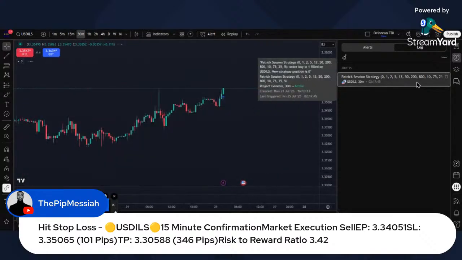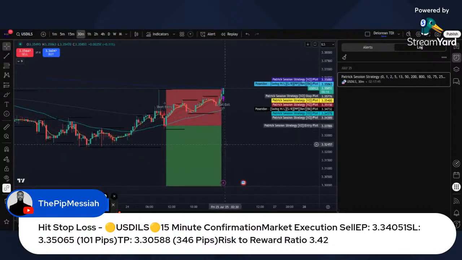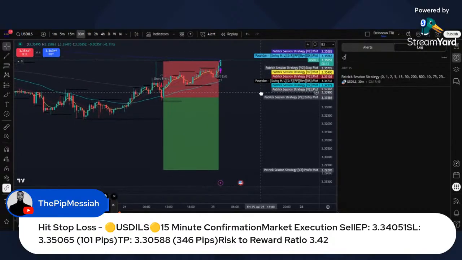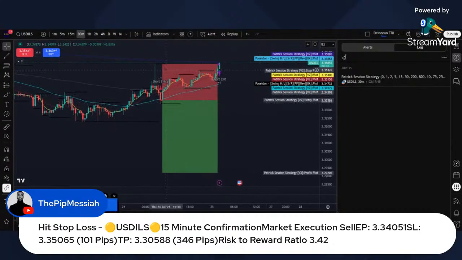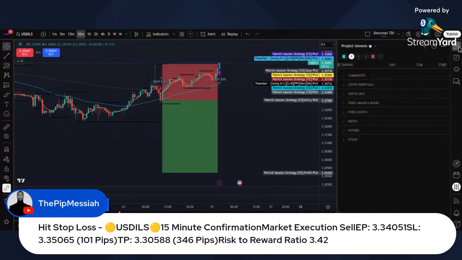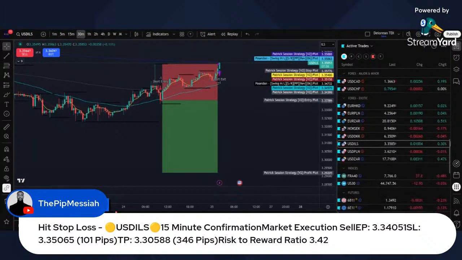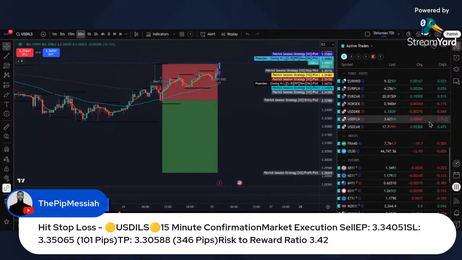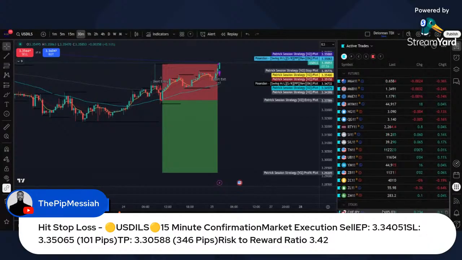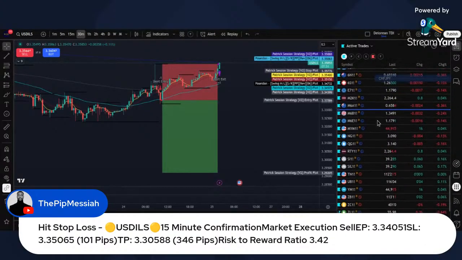And then on the 30-minute, we've got the same thing. At the time the trade was called, we have blue, gray, aqua, and it just reversed on us. So United States dollar to Israeli shekel is a dud. Go ahead and get rid of that and get Swiss franc versus Japanese yen in the right place.